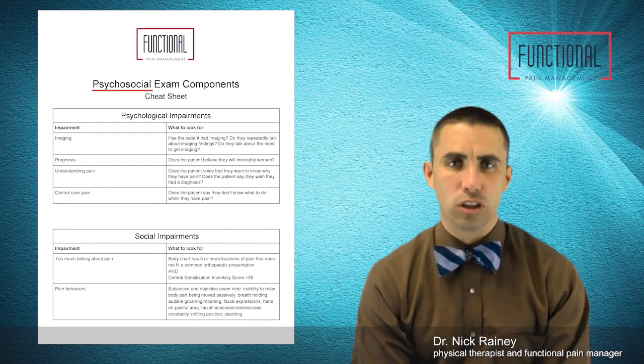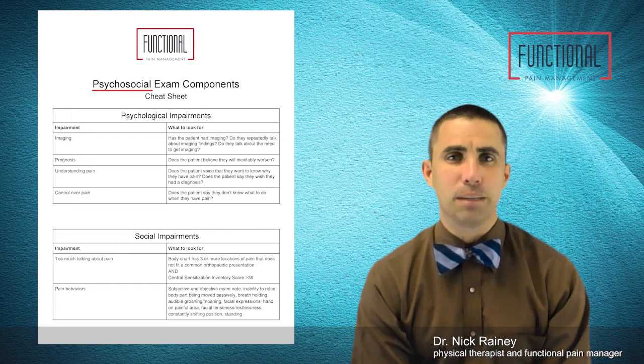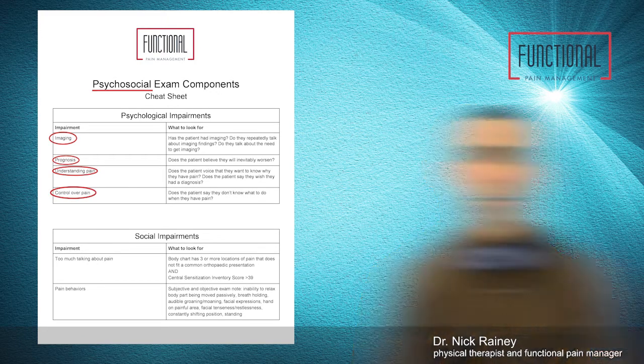All of these are knowledge problems. This is typically where education is helpful. Pain neuroscience education typically addresses problems here. We break the knowledge impairments or psychological factors into four categories. If these four main categories are addressed, then all the psychological factors will be addressed. The four are imaging, prognosis, understanding pain, and control over pain.